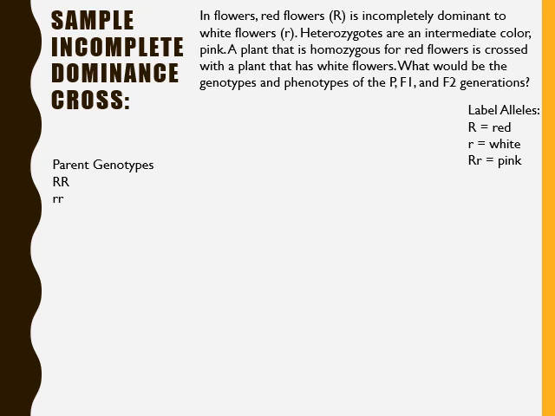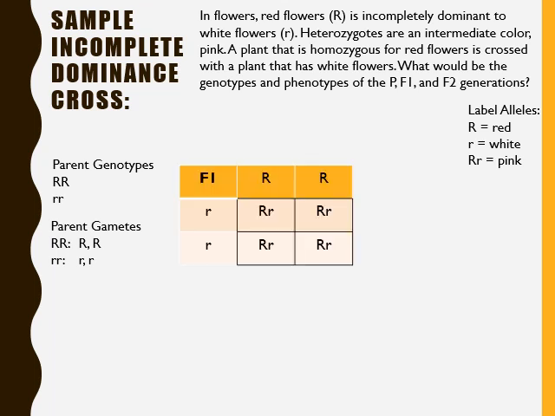We then create gametes from that. Big R, big R makes a big R and a big R. Little r, little r makes a little r and a little r. Create our Punnett square, and we see all heterozygotes. So based on that, we have a 1-to-0 ratio of heterozygotes, and every single heterozygote is big R, little r, which means they are all pink. Great. There's our F1 generation.